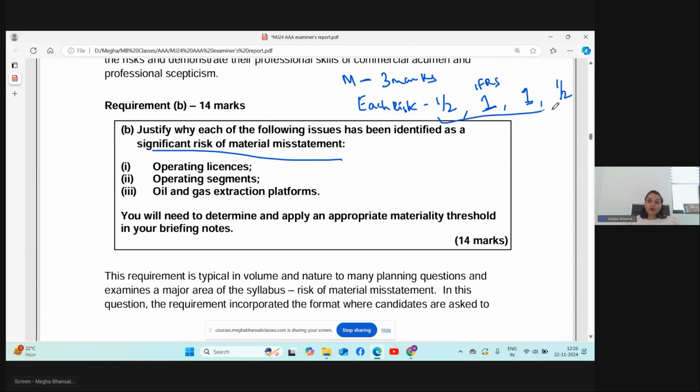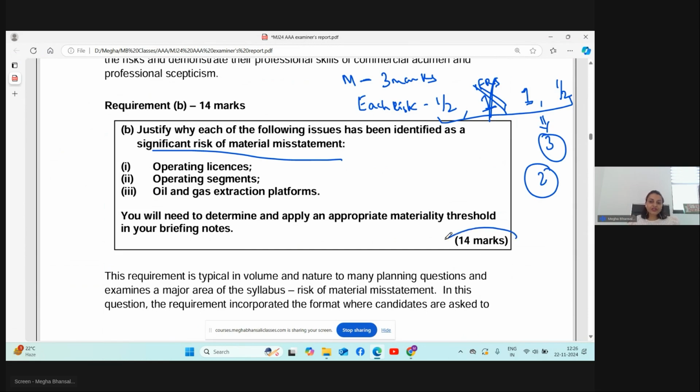So if you put all these points, you can expect a good 3 marks for each risk. In case there is no IFRS that I have to talk about, then I will get 2 marks for each risk. So this is your marking scheme. Based on this, you have to estimate how much to write.